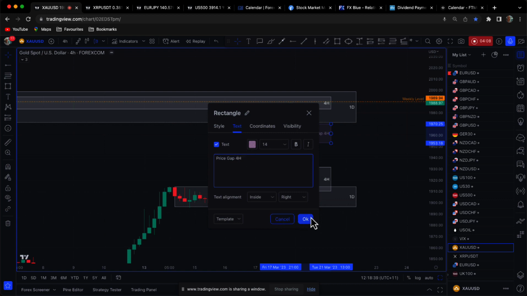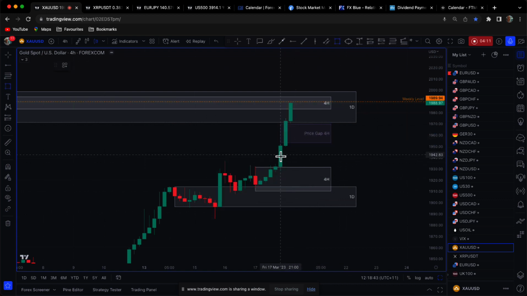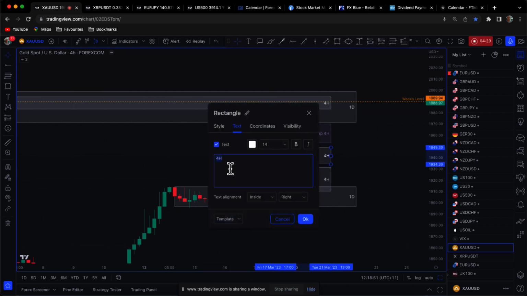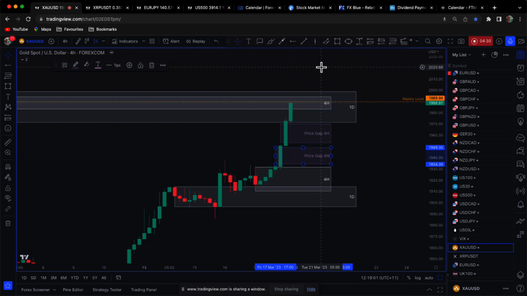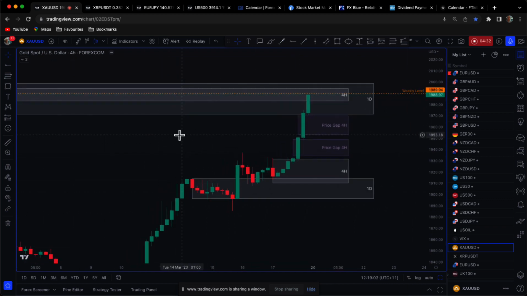4H imbalance, and on here as well we have the same thing. I'd like to get involved with this, definitely. Sorry, wrong thing. 4H price gap. But yeah, I don't want to get involved up here. And if it takes off without me, I'm happy to let it go.